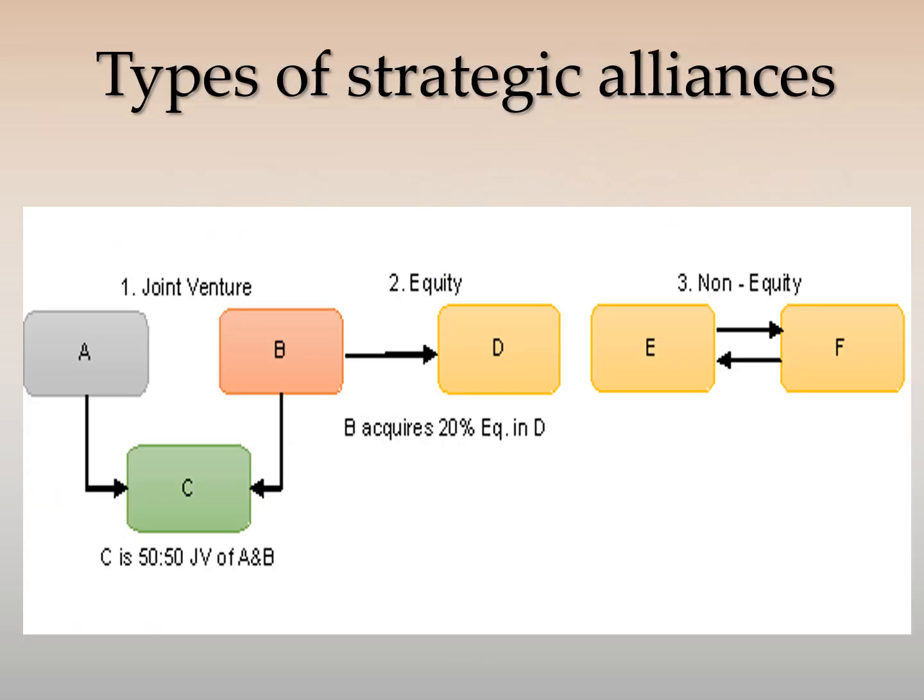So we'll see the types of strategic alliances. We have three major types: joint venture, equity, and non-equity. We'll see exactly what each is. A joint venture, as you can clearly see in this diagram, is where company A and company B have a joint venture of 50-50 share, so equal importance. Equity means, suppose A acquires 20% of equity in B, that kind of thing. Non-equity means there is no pure independence.